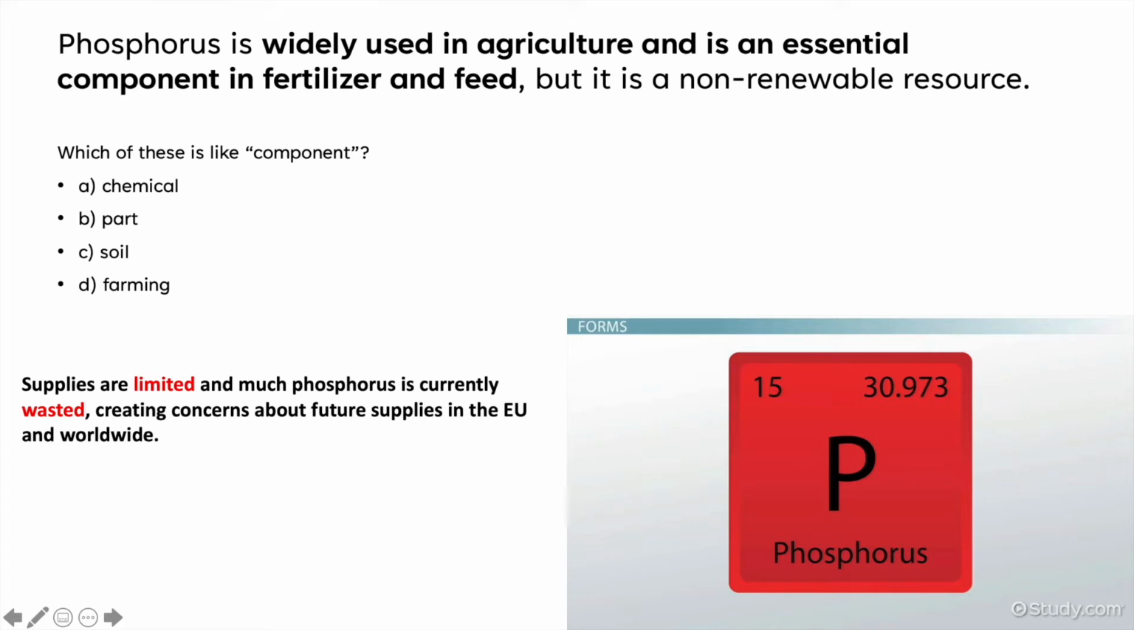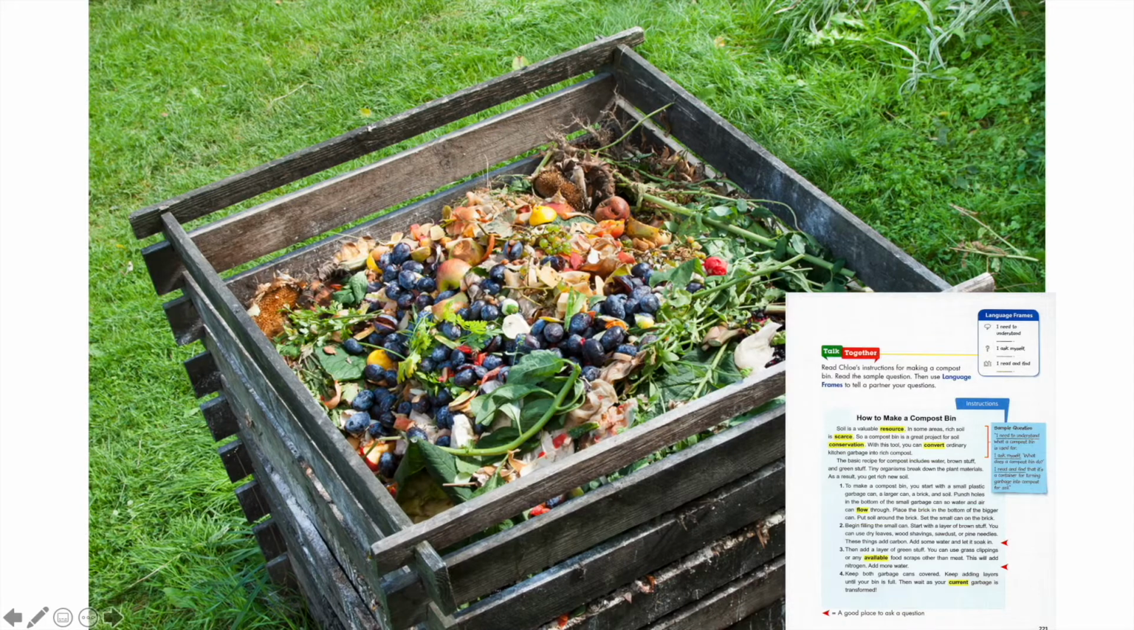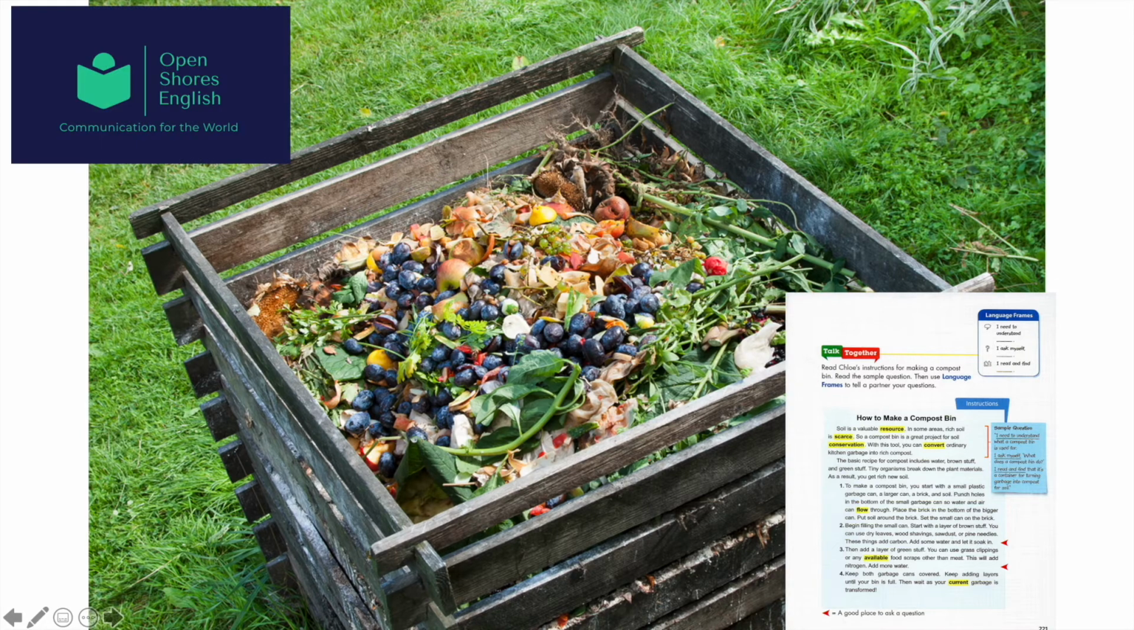Supplies are limited and much phosphorus is currently wasted. So not only are we using a non-renewable resource, but we're also wasting it. Does this make sense to you? How does what we saw from the last unit relate to the problem of using phosphorus as a component of fertilizer? Try relating these two topics.